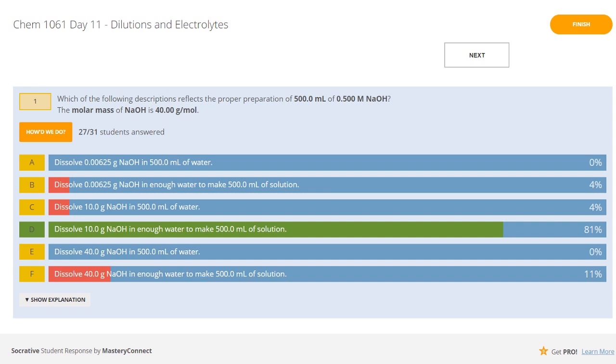What's wrong with C? You have too much. Too much what? You'll have more than 500 milliliters. Right, you're going to have too much solution because at the end you want a total of 500 milliliters of solution. Remember, this is the Kool-Aid rule. Look at a package of Kool-Aid. It says it makes 2 quarts. It doesn't say it makes 2 quarts plus whatever Kool-Aid you dump in. It makes 2 quarts. But if you go through, then you should be able to verify those calculations.